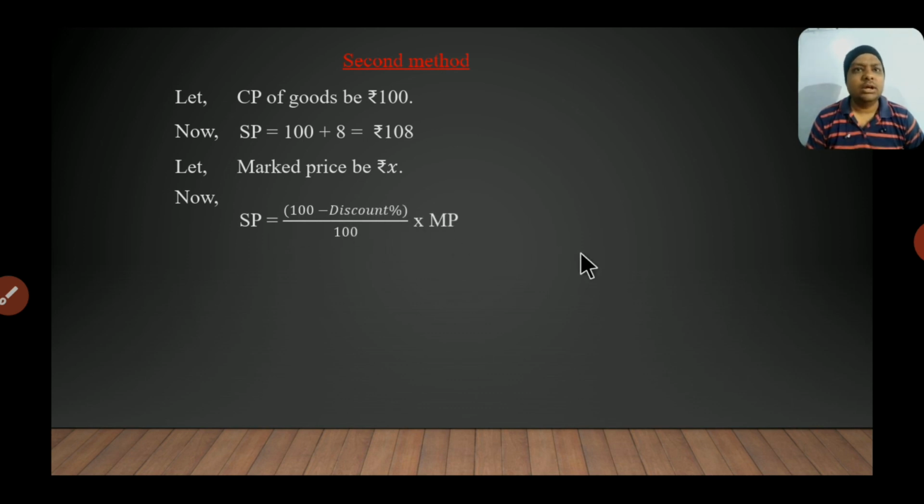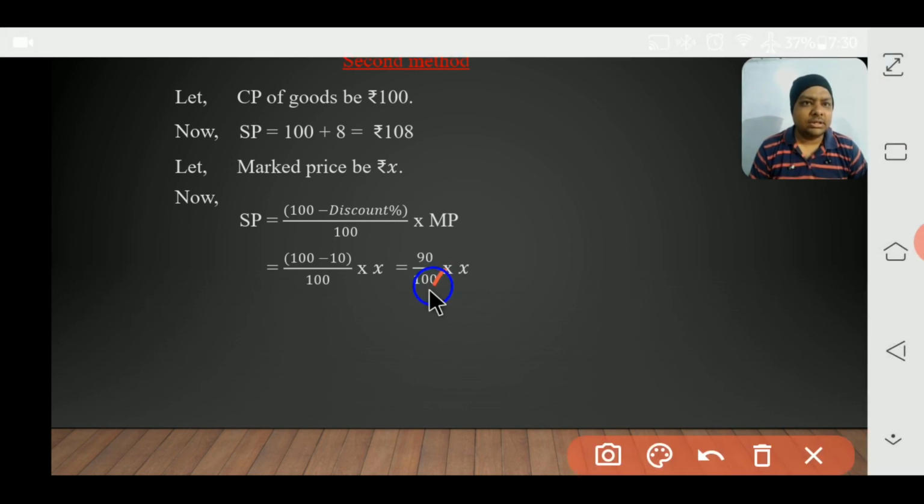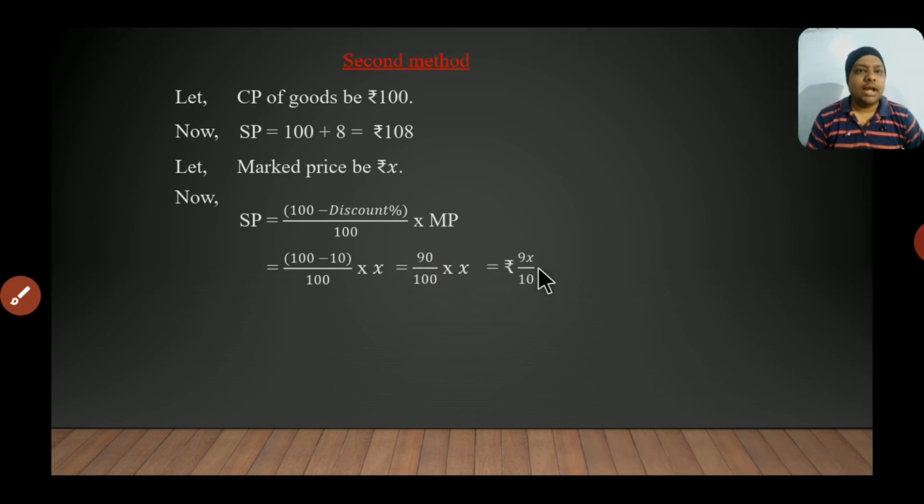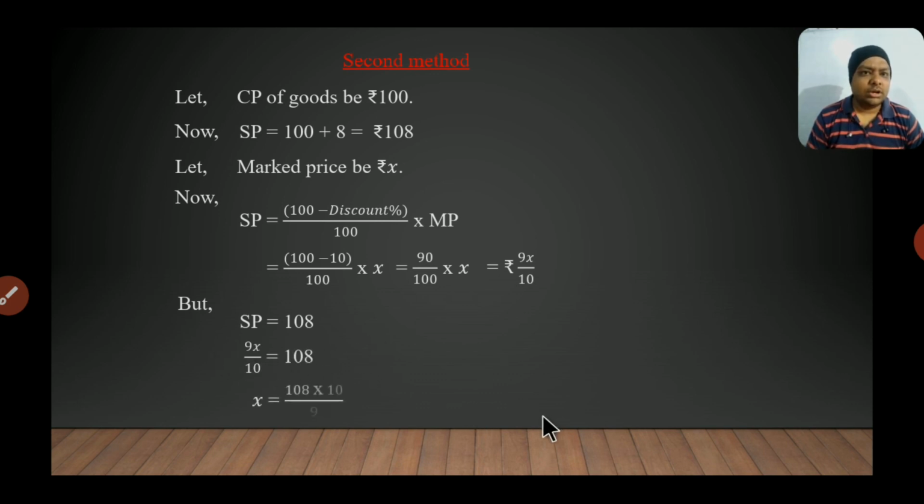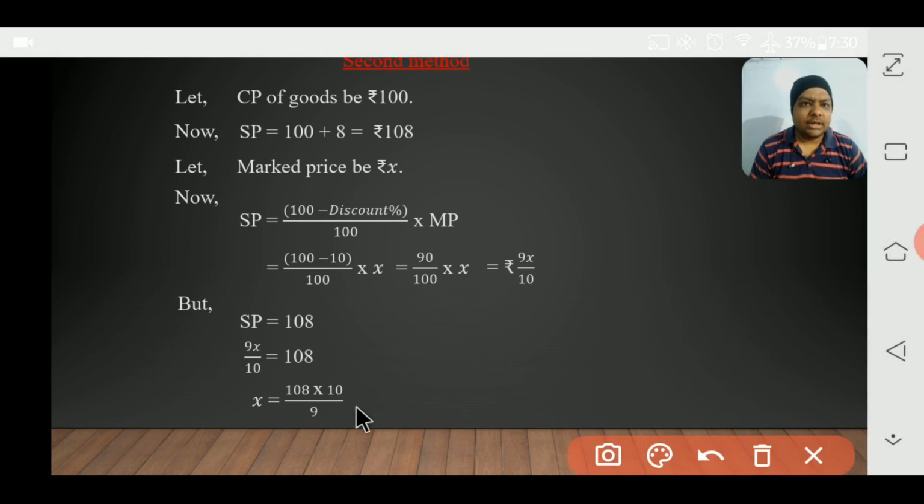Okay. So SP equals (100 minus discount percent) by 100 into MP. That is the formula to find SP. Again we will find SP. So 100 minus 10 by 100 into X. Okay. Then it will be 90 by 100 into X. The tens will cancel. It means 9x by 10 will be the SP. Again, this SP is equal to this SP. So we can say that 9x by 10 is equal to 108. We will take 10 to that side and 9 to this side also.